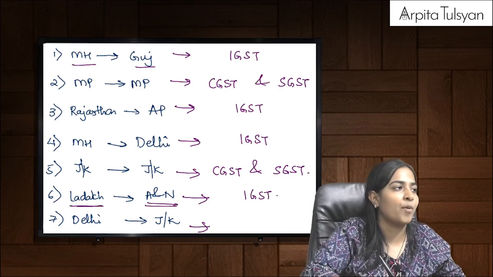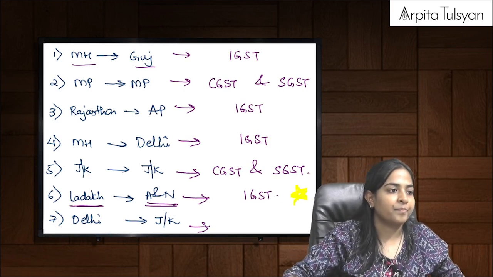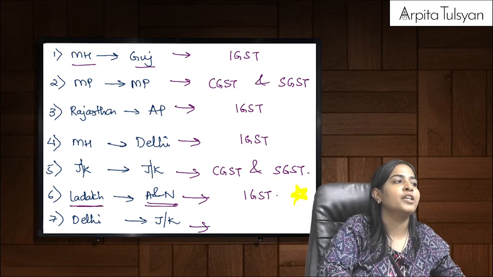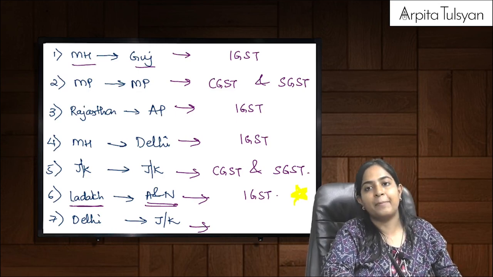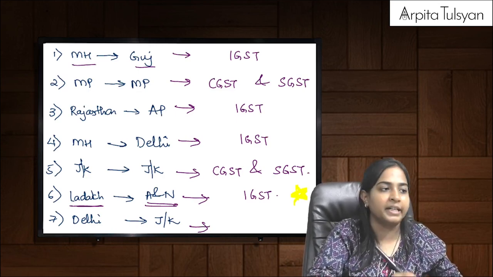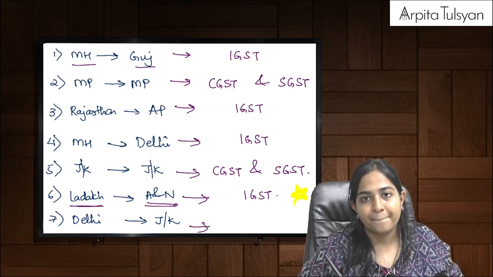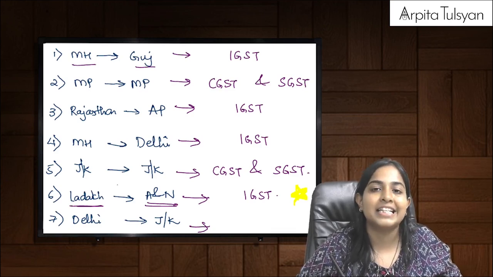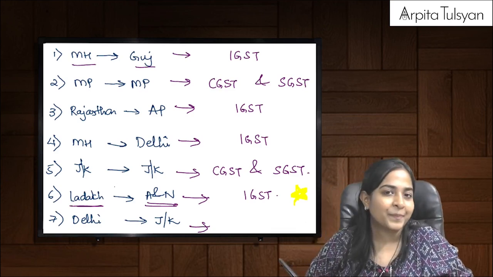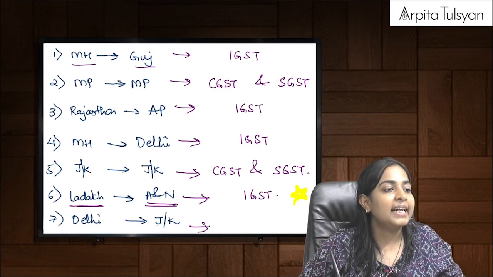Yes, this is important. Even though it is that kind of a union territory, still IGST is applicable because it is not within the same union territory. Had it been Ladakh to Ladakh, then it would have been CGST and UTGST. Okay. Then, Delhi to Jammu Kashmir.